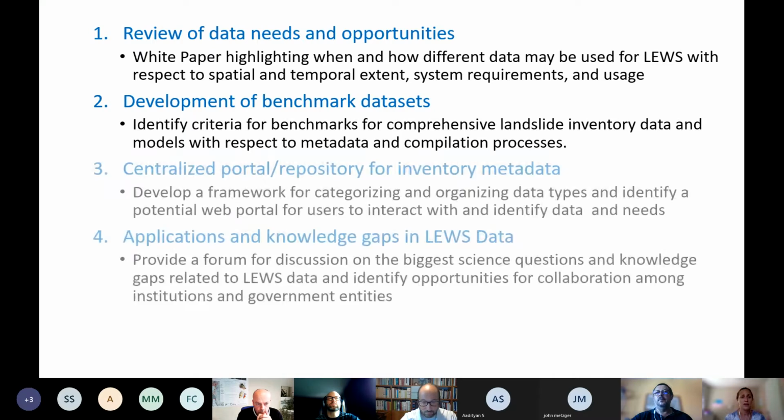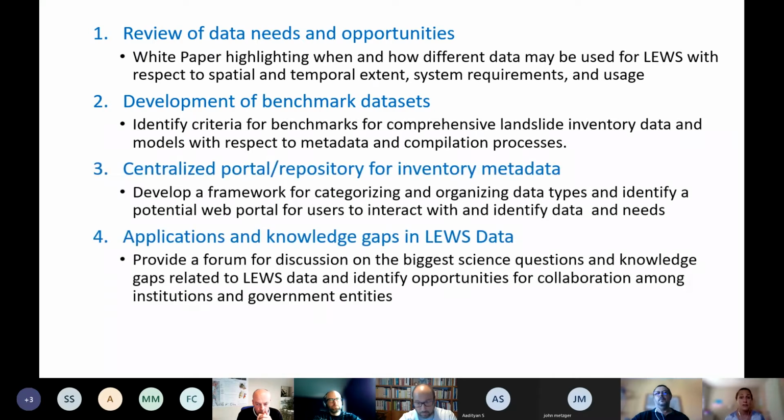Okay, so just to highlight these a little bit more, what we're envisioning and very much through collaboration with this group is first a review of data needs and opportunities. This could be developing a white paper, which we'll talk about today, and looking at when and how different data may be used in landslide early warning systems, and with respect to spatial and temporal extent, requirements, et cetera. And then again, looking at benchmark data sets, what are the criteria we would like to encourage for these types of data sets with respect to metadata, et cetera.